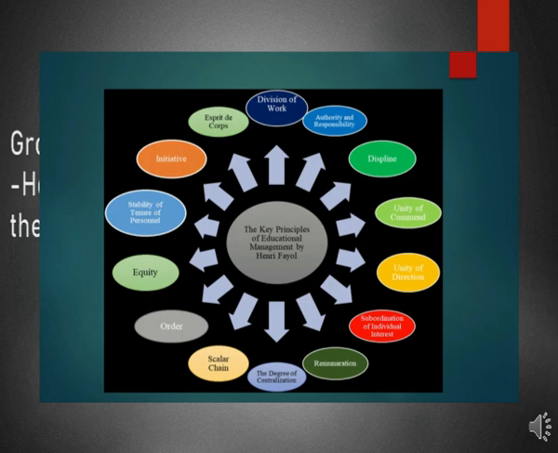Stability of tenure of personnel. Organizations should minimize staff turnovers and role changes to maximize efficiency. Initiative. Employees should be encouraged to develop and carry out plans for improvement. Esprit de corps. Organizations should strive to promote team spirit, unity, and morale. Fayol's principles advocate teamwork and working together for the mutual benefit of the business. Fayol was one of the first people to recognize that management is a continuous process.